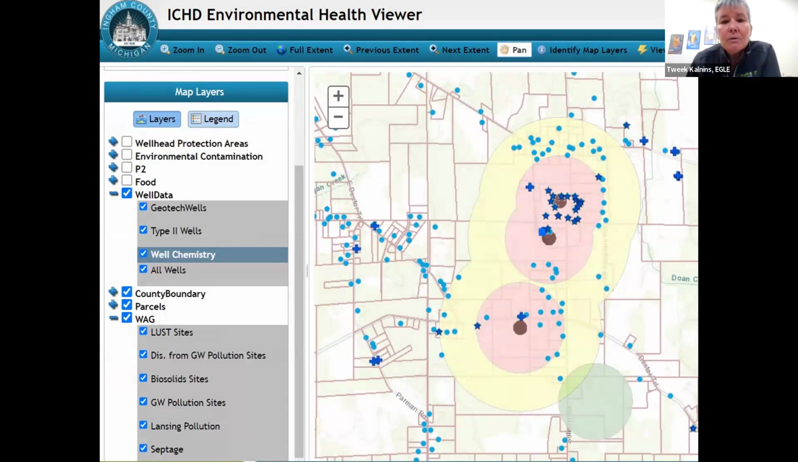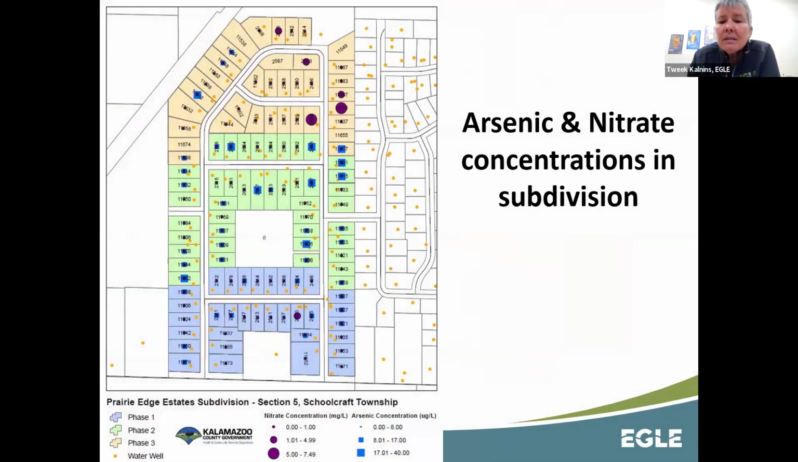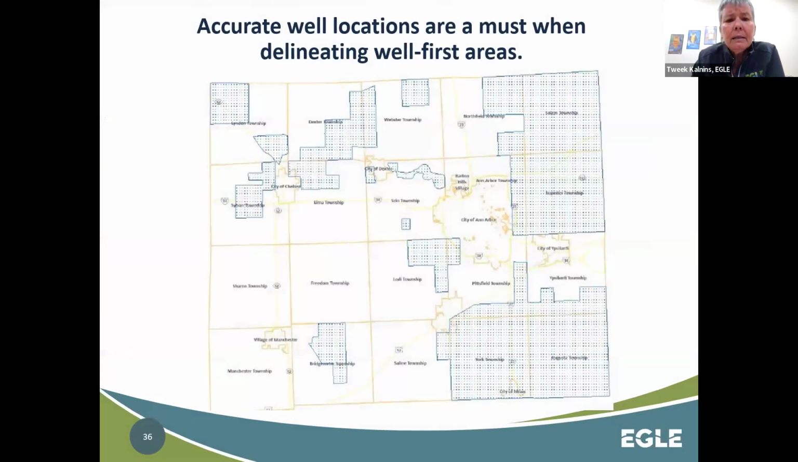It's a fantastic tool. And this is an example of Kalamazoo County. They noticed that there were some higher arsenic and nitrate results in a particular subdivision. So they went ahead and did some mapping, again, got the well record data, the well locations, and were able to map concentrations of arsenic and nitrates. And so again, great use of the Wellogic data.